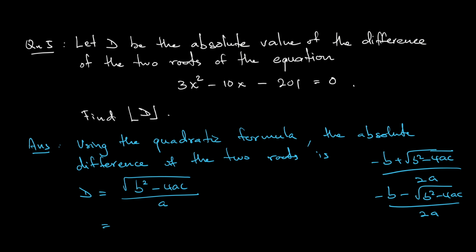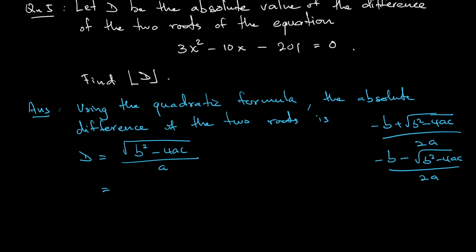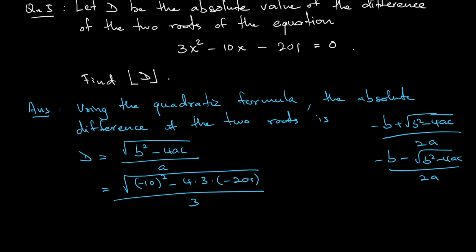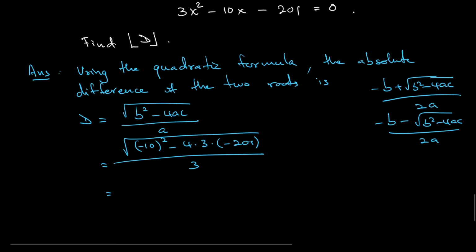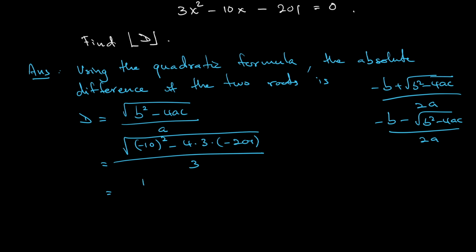So that would be equal to, b is a negative 10, correct? Square minus 4 times a, 3. C is a negative 201. Square root of that over a, which is 3 in this case. Okay. So all you need to do is expand this out, so it's 100. Minus minus become plus. This would be 2, 4, 12. Okay, divided by 3.